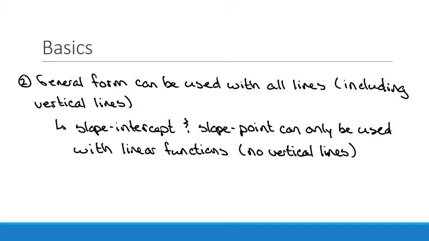Another basic: general form can be used with all lines, including vertical lines. What that means is that slope-intercept and slope point can only be used with linear functions, no vertical lines. So general form is for relations, any type of line. Vertical, where the domain repeats, is okay. But we know for functions, vertical lines are out. So slope-intercept and slope point, we only use those for functions. So general form works for everything. Slope-intercept and slope point only work for some, the functions.